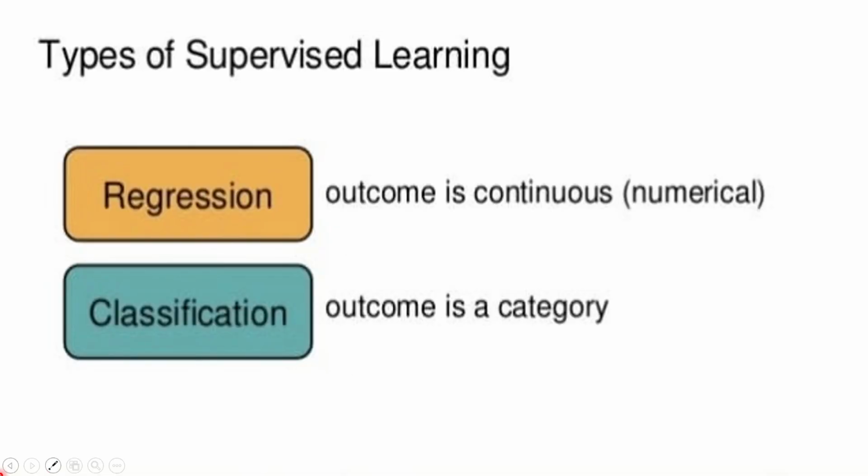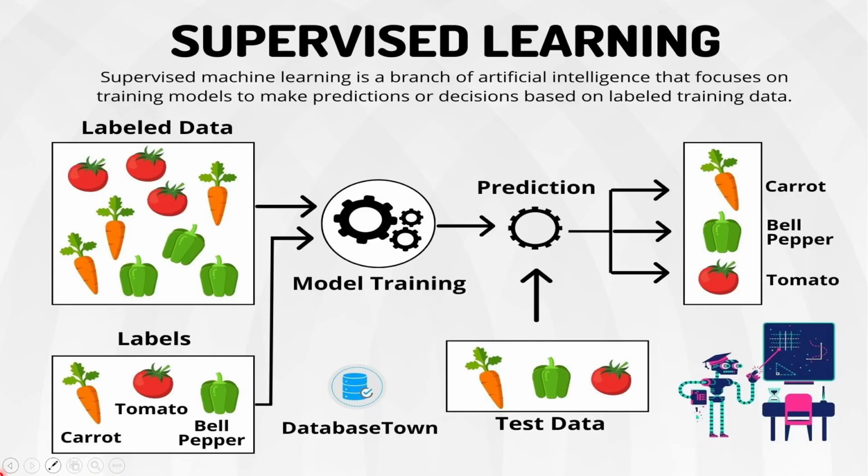There are two types of supervised learning. One is regression and the second one is classification. The regression outcome is continuous and the classification outcome is a category. Examples of regression are salary, price and age, etc. And examples of classification are true or false, male or female, etc.